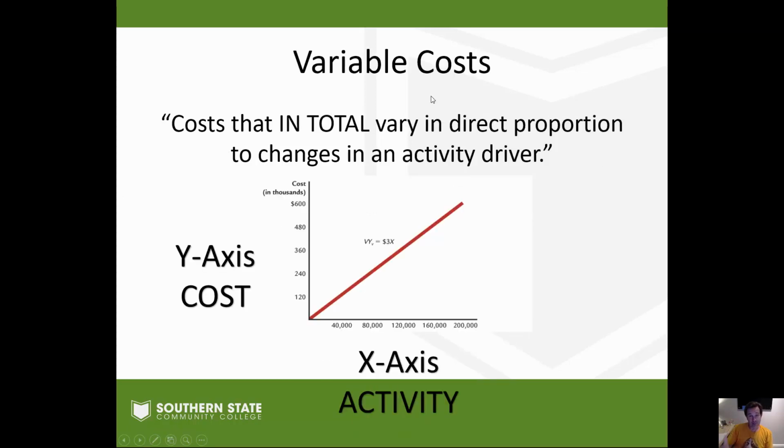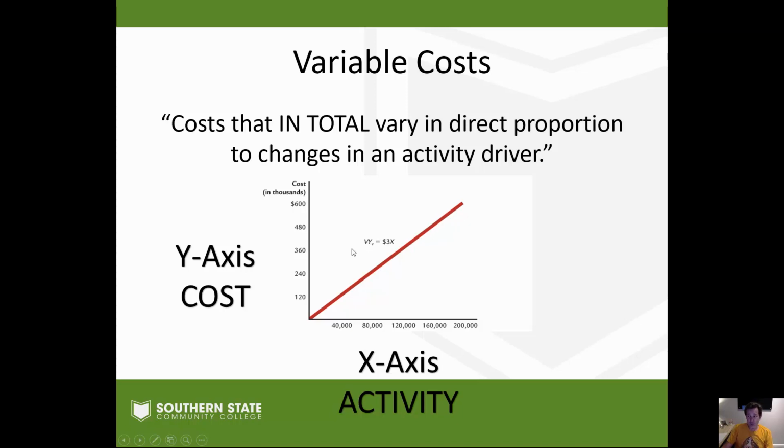Variable, on the other hand, like we've been saying, goes up as output or activity goes up. So here I've got the cost on the y-axis once again and the activity on the x-axis. At 0 level of production, I don't have any cost. But notice that linear trend: as I make more and more, the cost goes up from $0 to $600,000 at the production level of 200,000.